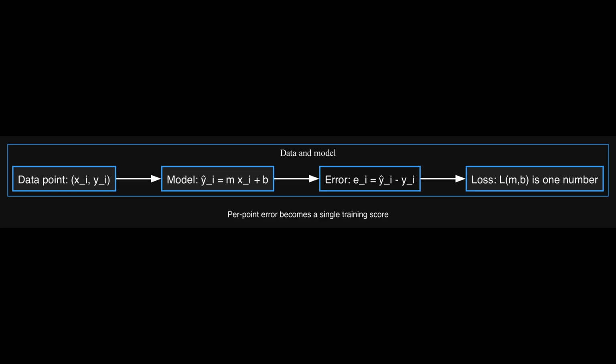Imagine we have a data set, inputs x and observed outputs y. Our model predicts y hat equals mx plus b. For each data point, there's an error, predicted minus observed. The key move is to turn all those signed errors into one score. That score should be 0 only when predictions match observations, and bigger when predictions are worse.